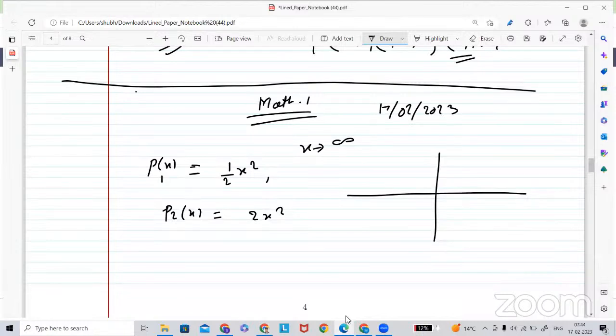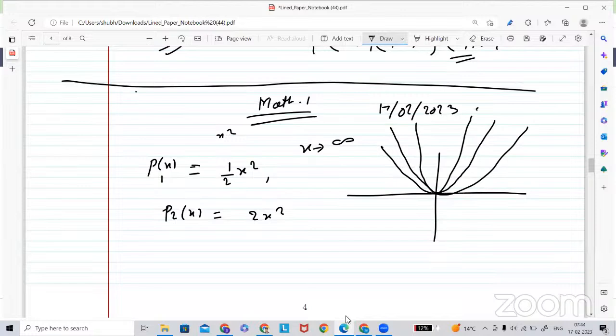The 2x square will be narrower towards the y-axis, whereas half of x square will be wider, more wide in comparison to even x square. Yes, more wider. These are the differences you can see: this is 2x square, this is x square simply, and this is 1 by 2 x square. So stretch factor means it is stretching, going narrow or wide, depending on the leading coefficient.